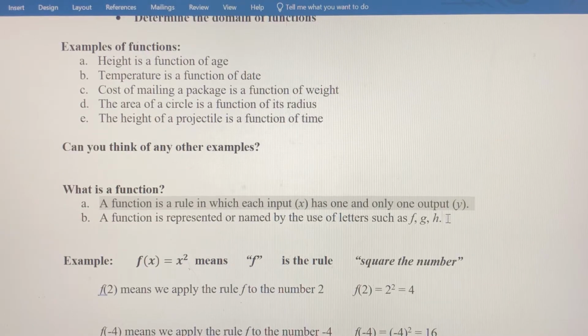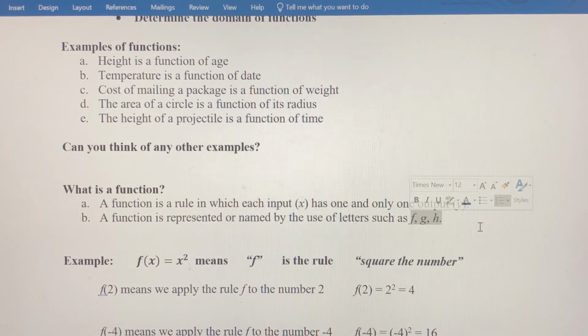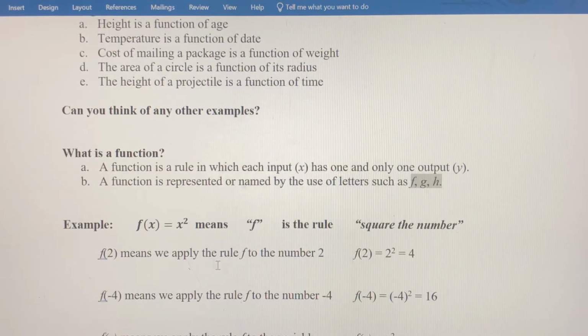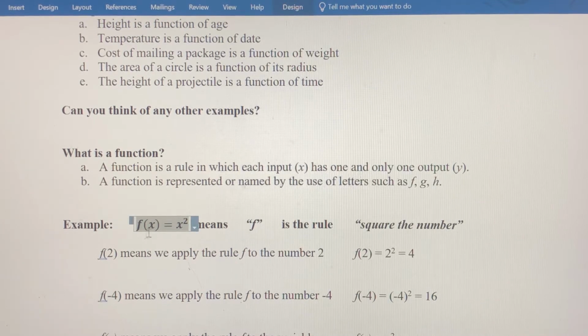Now, as we get into higher levels of math, we use letters like f, g, and h, and others. Honestly, you could use any letter in the alphabet to represent functions if you want to, and in many cases you might. We're going to use function notation moving forward, okay? So an example in function notation is f of x equals x squared, okay?